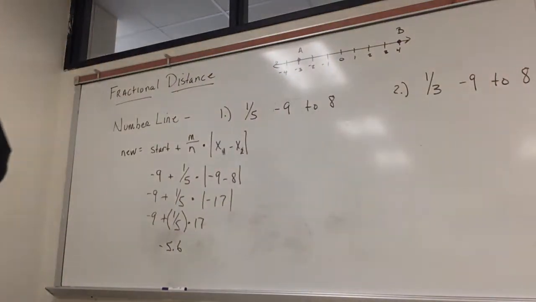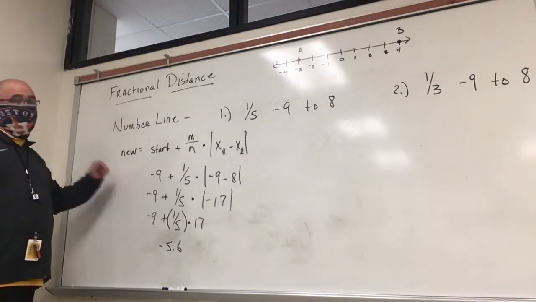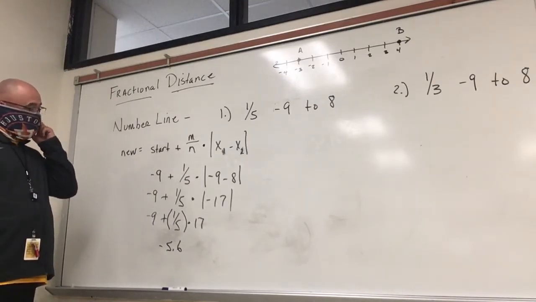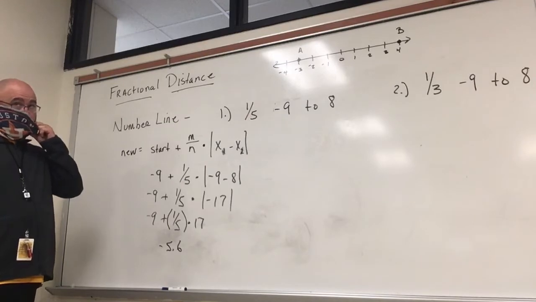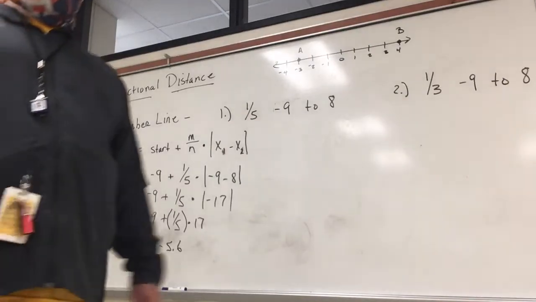-9 plus 1 divided by 5, close parentheses, times 17. I was asking if you put the times 17 in there too, within the calculator. Yes. Okay? Everybody see how you get that? Alright, let's move on to the second one here.